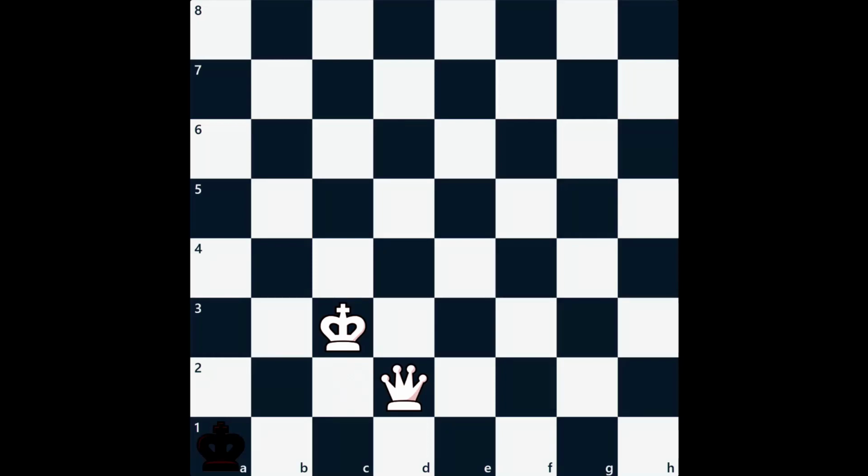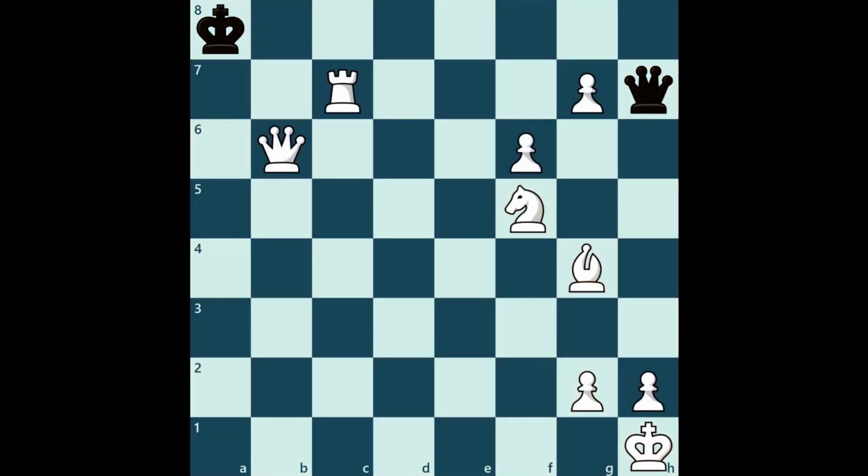In this position, can you find a better move for white? White can actually win the game in just one move with queen b2, checkmate. Remember, your opponent can never be in stalemate if they are in check.